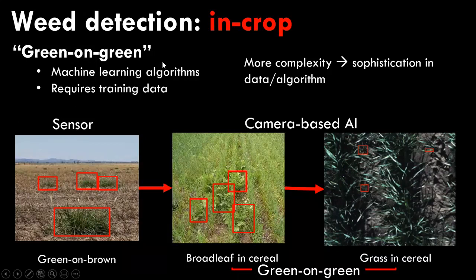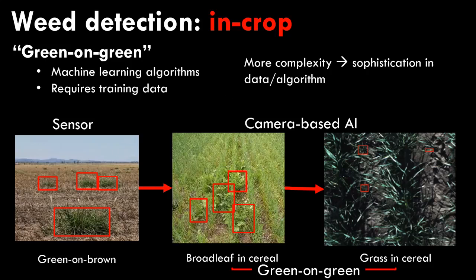So for in-crop weed detection, we can have what's called green on green sections. So you're detecting a green weed in a green crop. And for that more complex detection, we need a more sophisticated approach, so more sophistication in your data. Not necessarily just your reflectance or fluorescence data in those two spectral bands, but you need images this time, and also more sophisticated algorithms that can handle that data too.